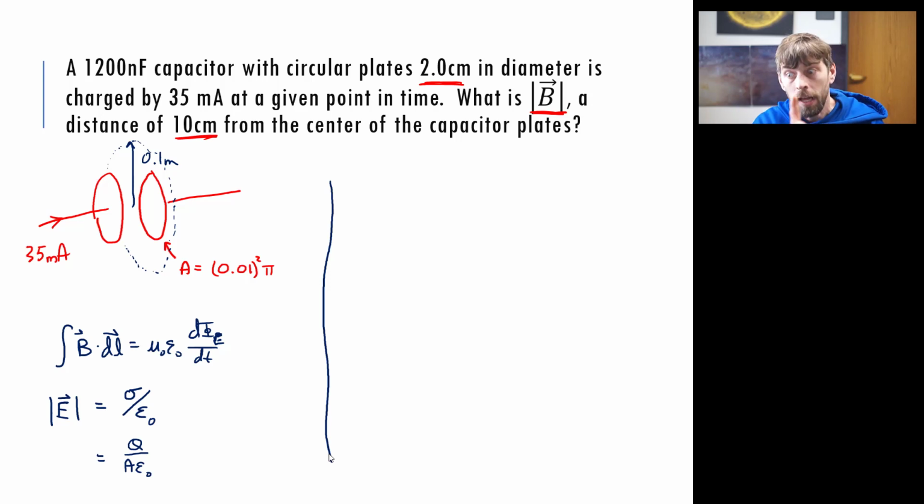Next up, now that we have an expression for E, let's figure out what the flux of E is. And here we have to be a little bit more careful, because I'm considering this loop of 10 centimeters in diameter, but you notice that there's only a small fraction.